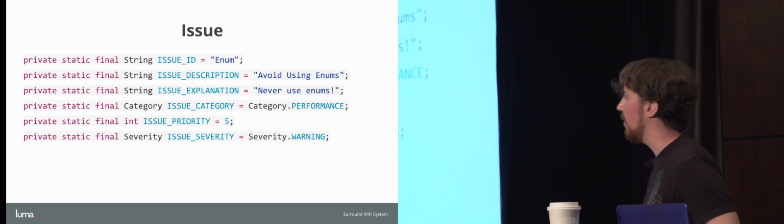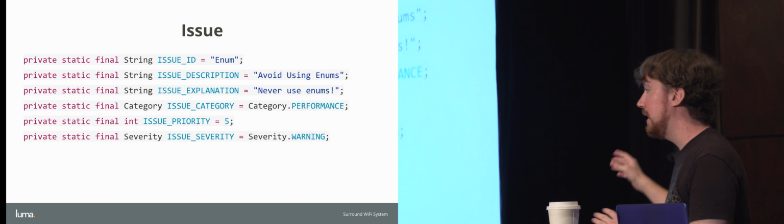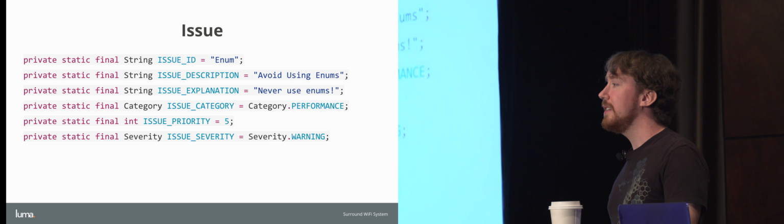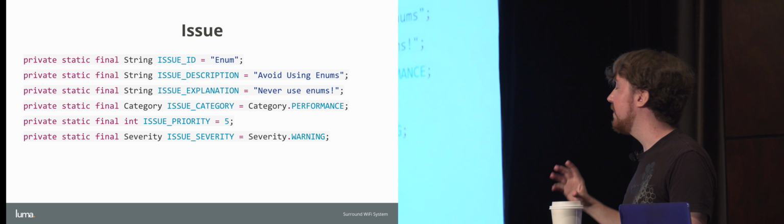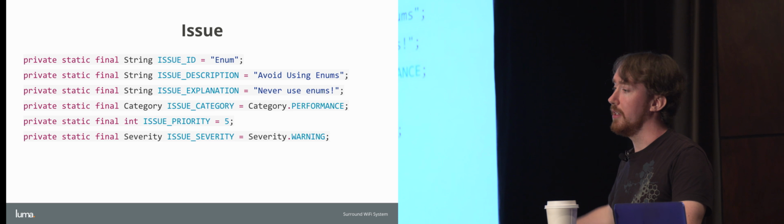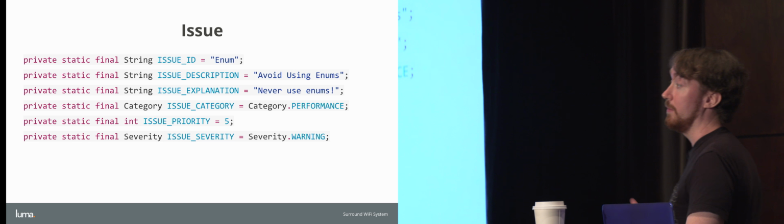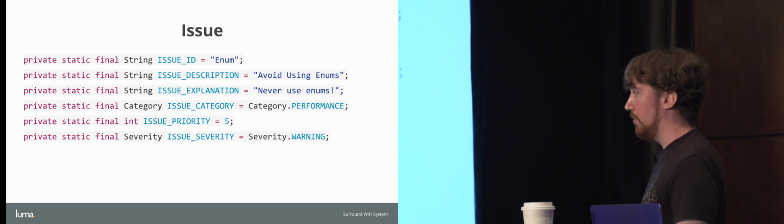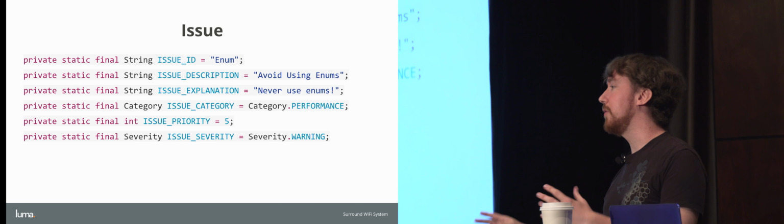Your category, of which there are many predefined categories, is an idea of what type of issue this is. Mine, I say performance, because of the idea that enums maybe take up too much space or whatever. But you have other categories as well. Correctness, you can go with accessibility, and then if you can't find an existing category, you can just do other.